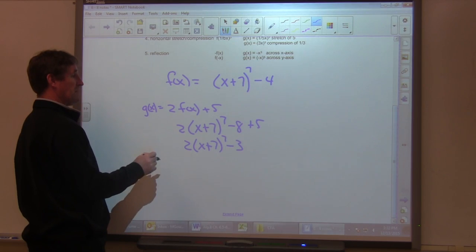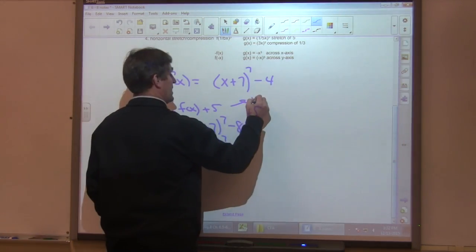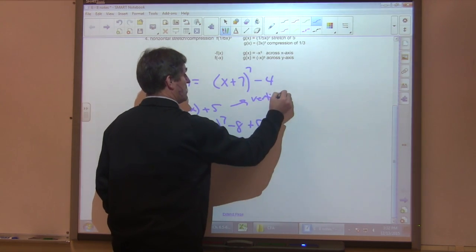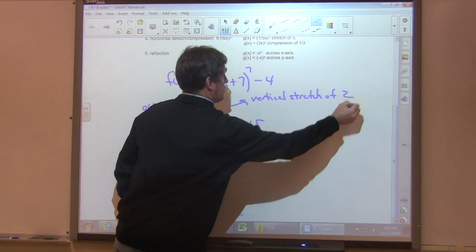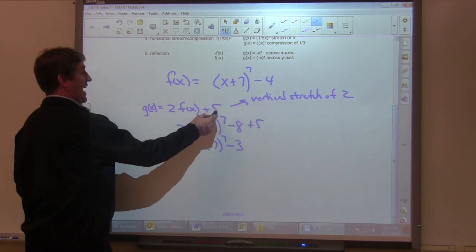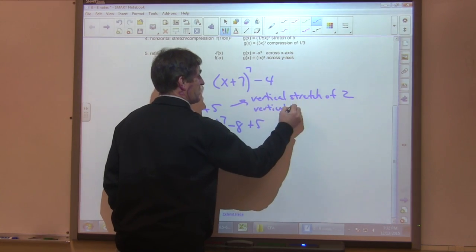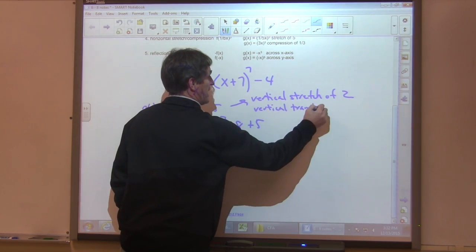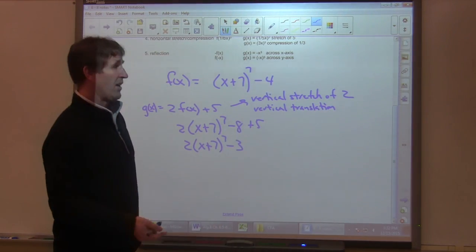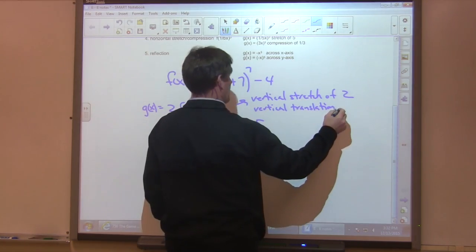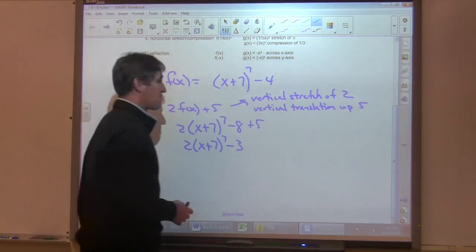And so the description would be, what do we do here? The multiplying of 2 is a vertical stretch of 2, and the plus 5 is a vertical translation. Now again, you can put translation, shift, or slide. All those terms work for this. Translation, and it would be up 5. Okay?